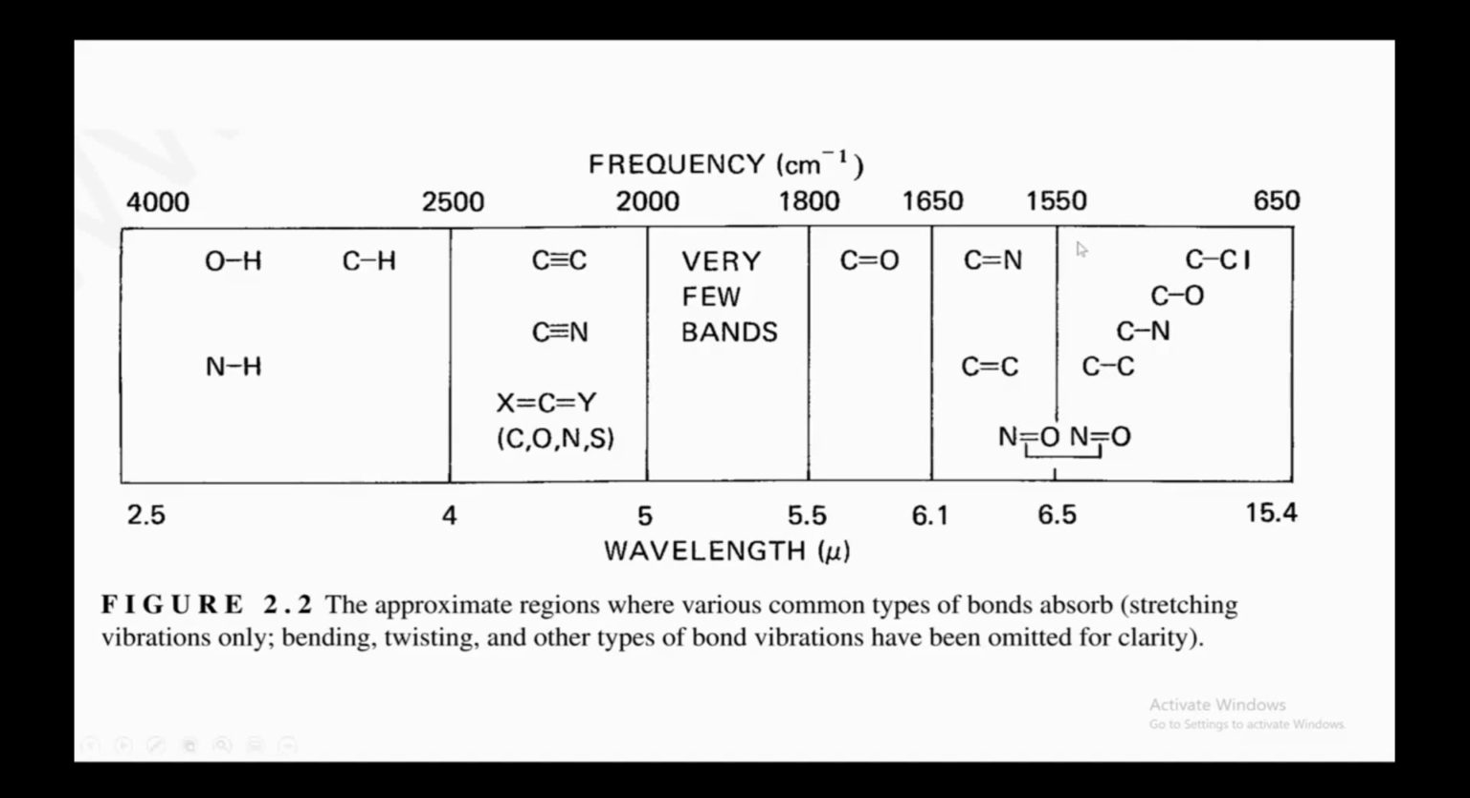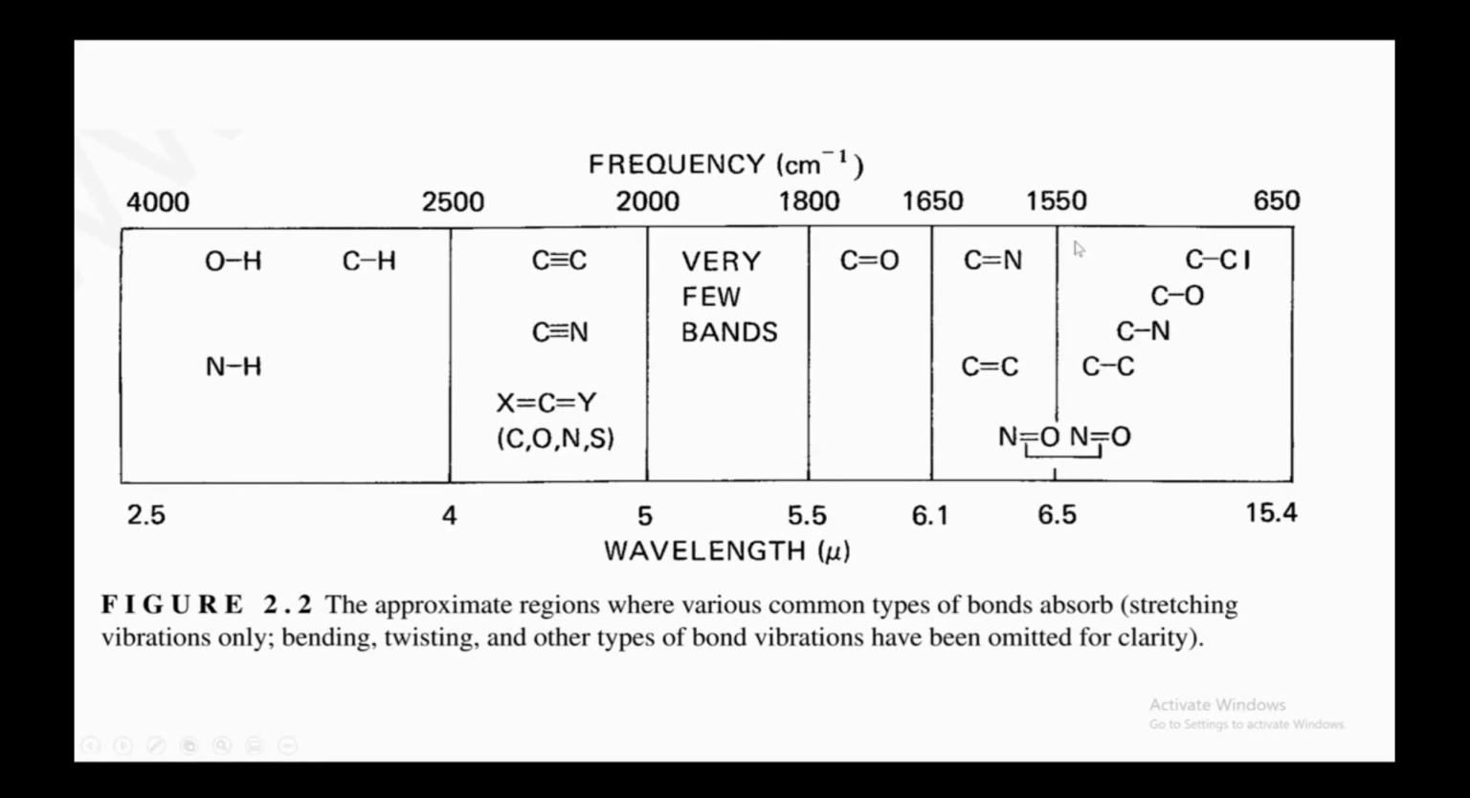So the question arises, why does alkene appear at 1650 and why do alkynes appear at 2000? We will explain in more detail in the next videos. Please keep watching this playlist about IR spectroscopy. You will learn a lot.